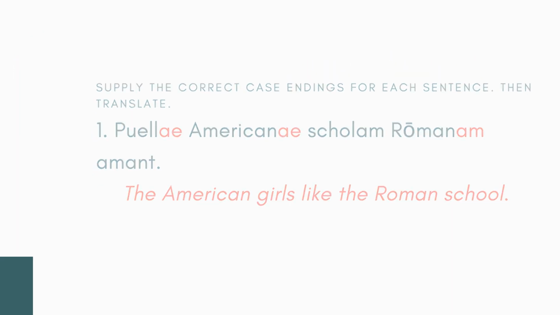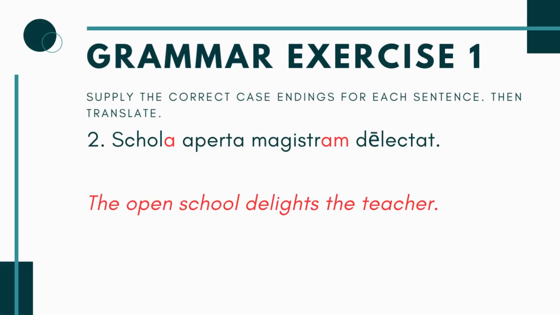And in number 2, you have skol blank aperta magist blank delectat. Again, we have a couple of nouns here: teacher and school. Now, the verb delectat is singular, so my subject is singular. I'm either saying the teacher delights or the school delights. The key word here is aperta, which means open. It's describing the school. Since aperta has an A ending, it's nominative singular. That means scola is going to be nominative singular, and it all flows together.